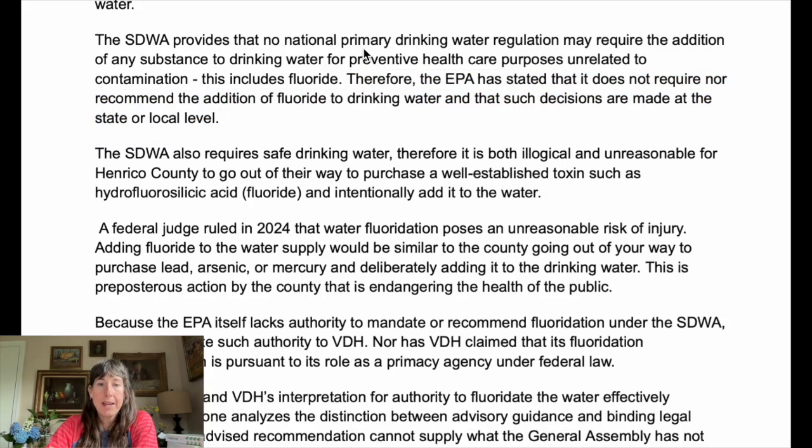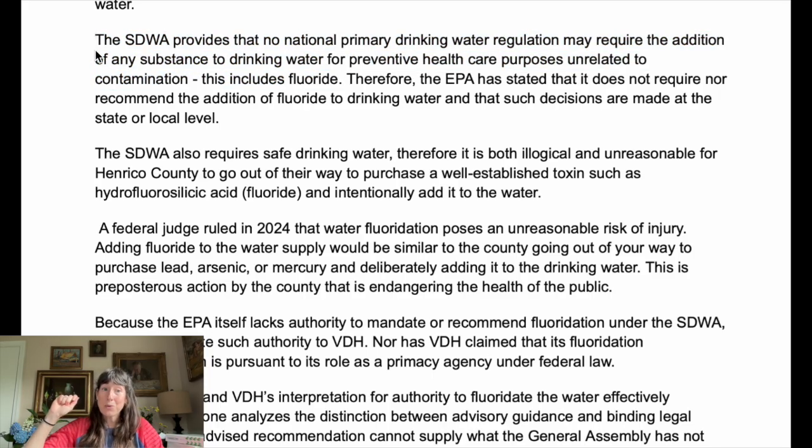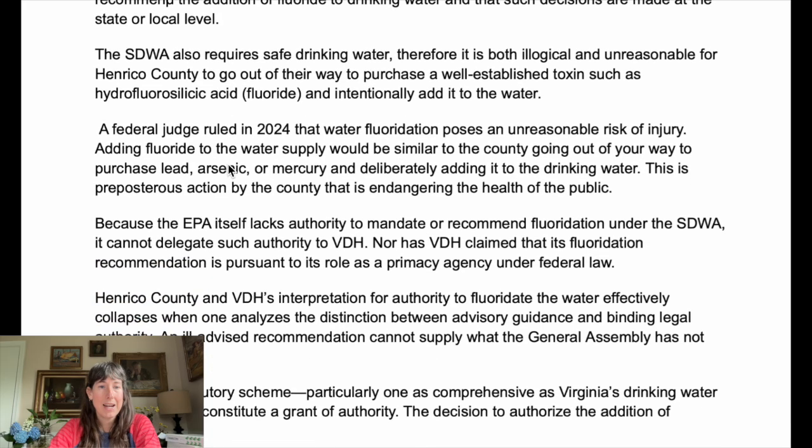In other words, the EPA says you can put chlorine in the water to make the water safe to drink, but you cannot put fluoride in the drinking water to medicate the public. The federal government is forbidden from doing that. And when VDH is wearing their little primacy hat, they can't do it either. And the question is, can VDH require Henrico to put fluoride in the drinking water under their responsibilities that the Virginia legislature has granted? That is the controversy.